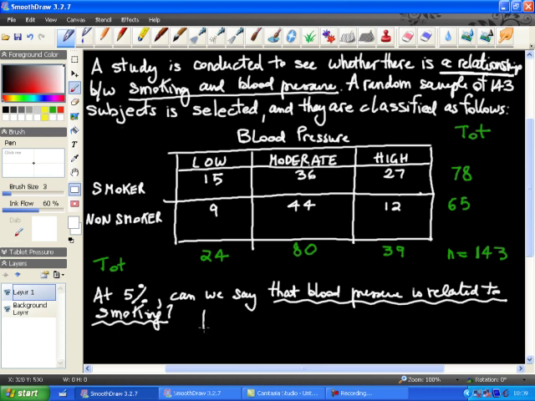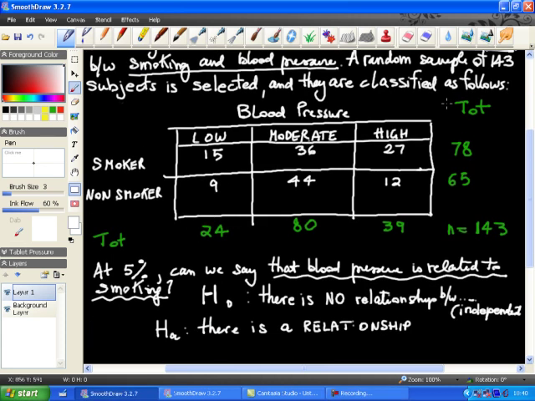So the null hypothesis is that there is no relationship, like in the test for correlation we would say rho equals 0. Here we don't have a parameter, so we say there is no relationship between blood pressures and smoking. Similarly, the alternative hypothesis is going to be not the null hypothesis, so there is a relationship, or in other words, blood pressure is related to smoking.